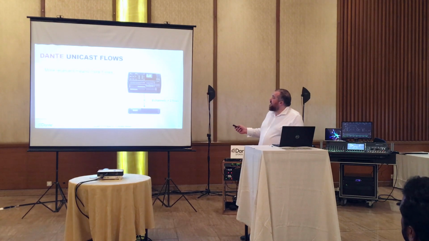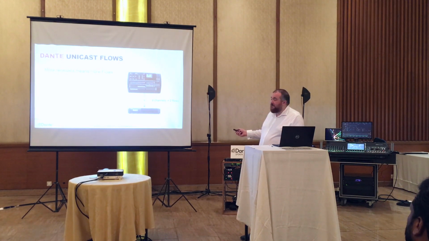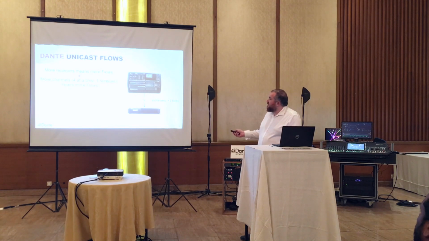So here's some worked examples. More receivers means we have more flows. So here, maybe we're sending some channels to our monitor amplifiers. 8 channels is 2 Unicast flows. So we send 4 channels at a time. We're using 8 channels here, so that's 2 flows.